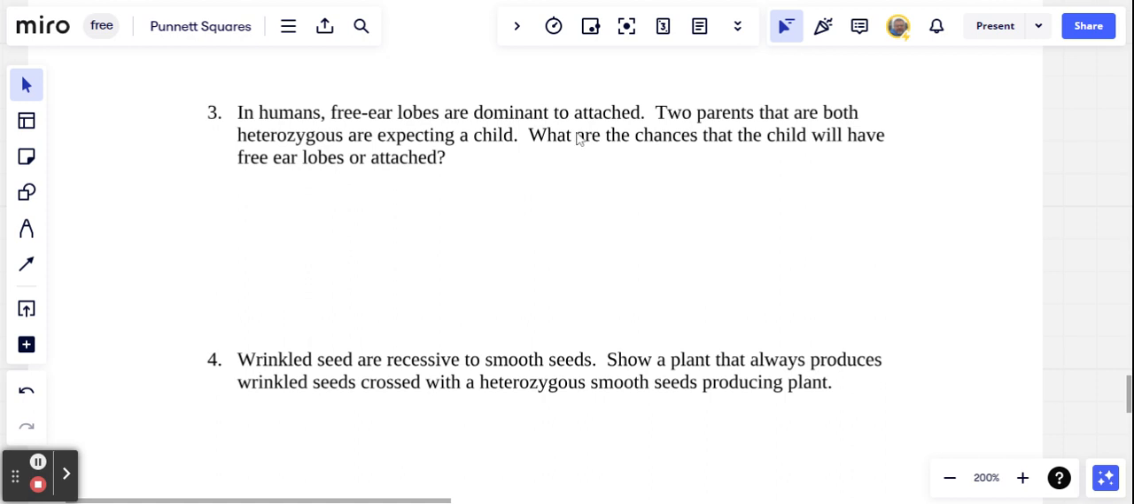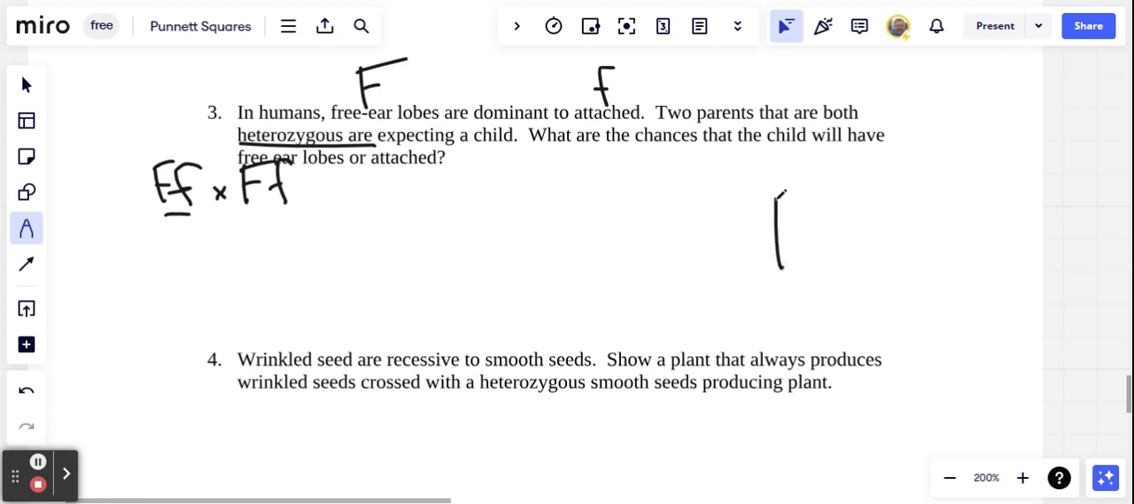As in humans, free earlobes are dominant to attached. We'll call free a capital F, and attached would be a lowercase f. It says two parents that are both heterozygous, so that means capital F, lowercase f, are expecting a child. What are the chances that the child will have free earlobes or attached earlobes? Free are dominant to attached. So this is the cross, heterozygote and heterozygote, right? We get that from two parents that are both heterozygous.